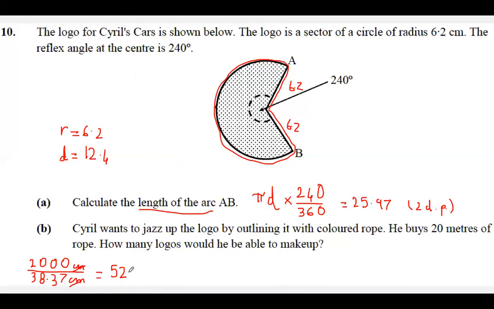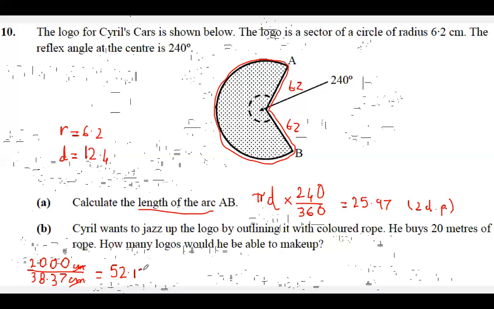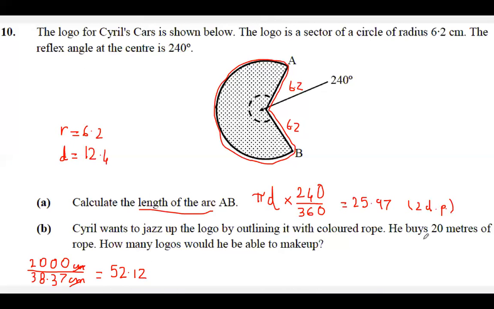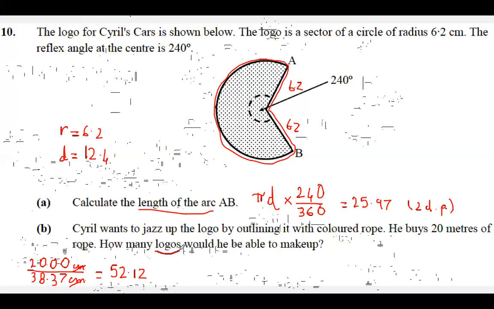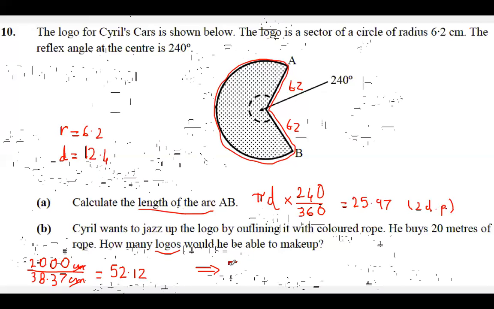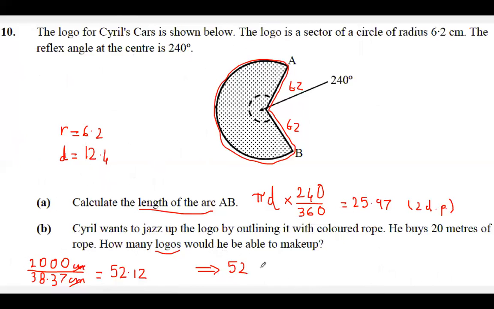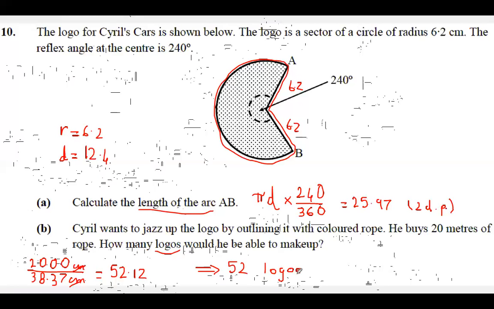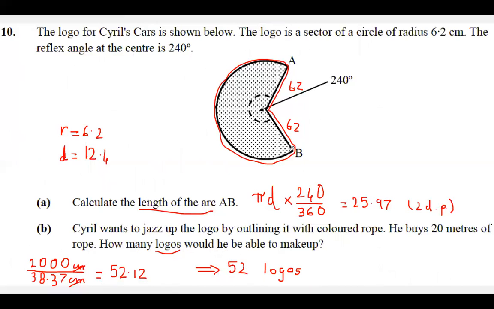So remember, now you're going to use your judgment. The question is, how many logos? I'm not going to cut 0.12 of a logo. 52 logos. So the answer is 52 logos, and you need to state that. Because if you just put 52.12 logos, then 0.12 of a logo is just a small bit, which is not a full logo. They've asked us how many logos. So let's see how they mark this.